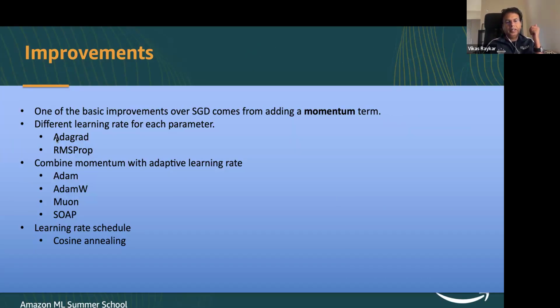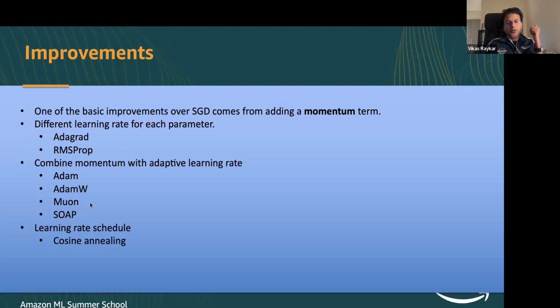Some popular examples in this style are AdaGrad and RMSProp. The more modern ones try to combine both momentum and a different learning rate for each parameter, and these are methods known as AdamW, Muon, SOAP, etc. If you take one thing away, right now the most popular SGD algorithm is AdamW, or maybe Adam, which combines both momentum and adaptive learning rate.